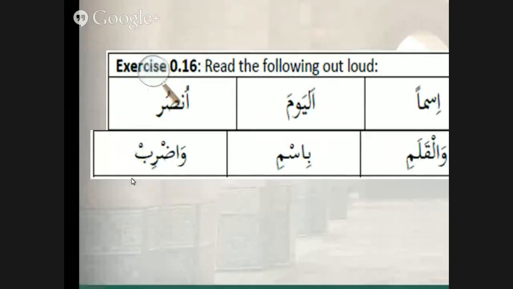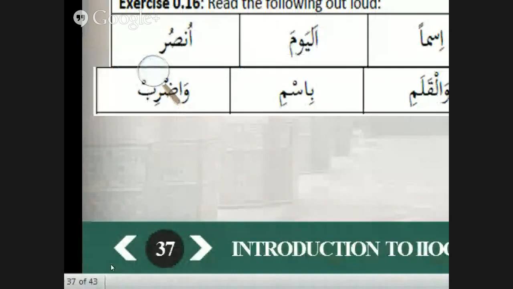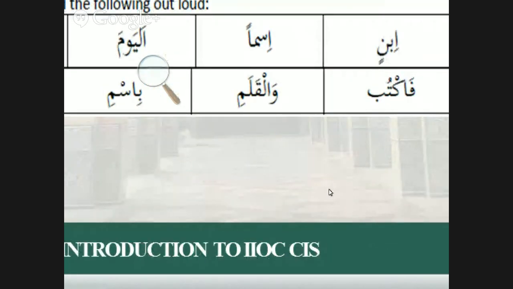Let's do this one right here. Get the magnifying glass away from you. Hamza, dhamma, noon, sukun, sad, dhamma, ra. Unsur. Unsur. Okay? Actually, those were the easy ones. Okay, so let's do some actual practice on the skipping. Let's do two more of these actually.